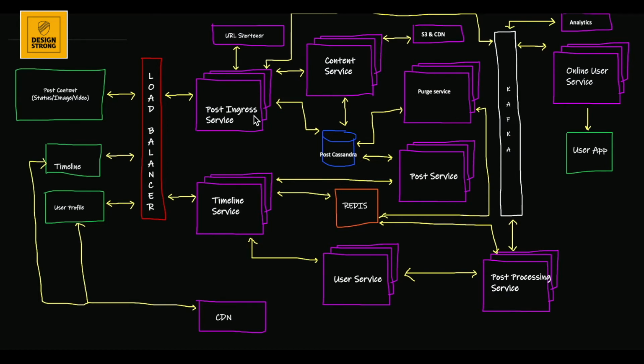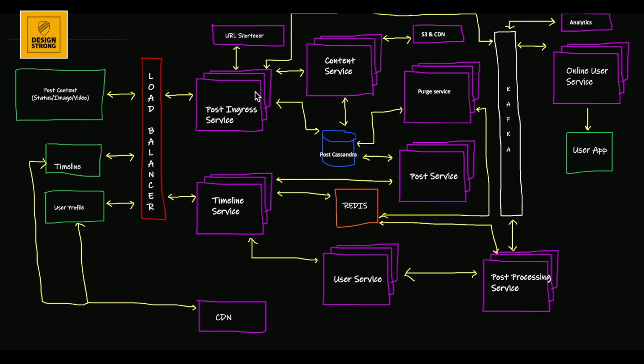Now this post ingress service will be attached to a URL shortener. So what does a URL shortener do? This is a system as a whole in itself which will be responsible for, let's say, shortening the URLs and creating some analytics around it. We have done a video on URL shortener. I will provide the link in the description so one can visit that as well.